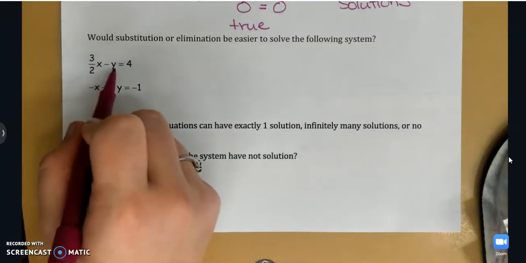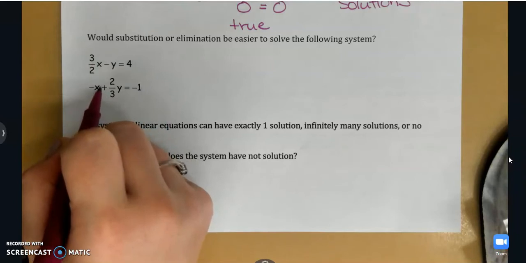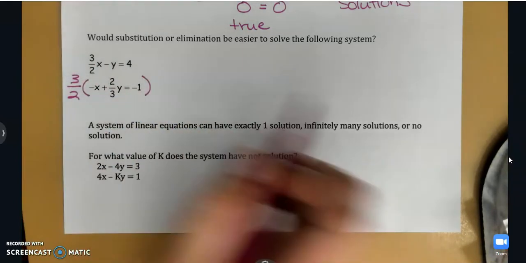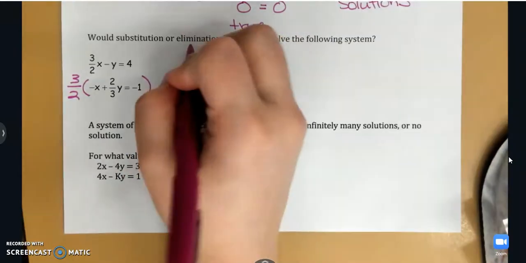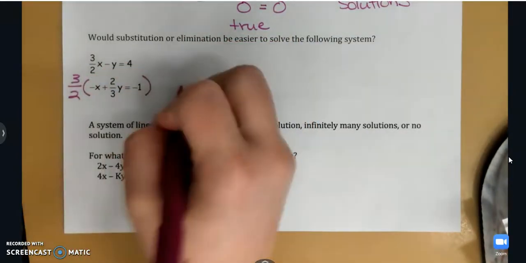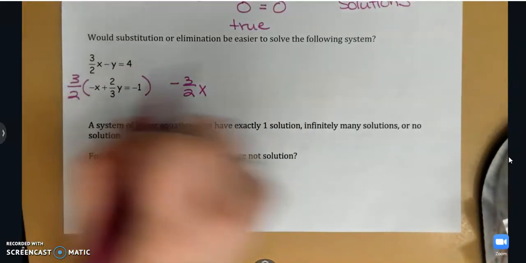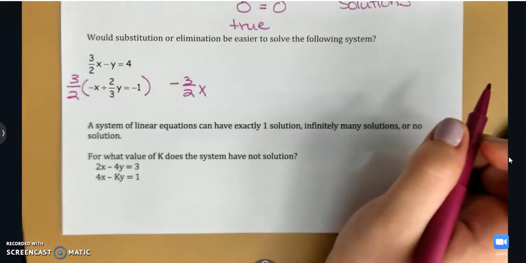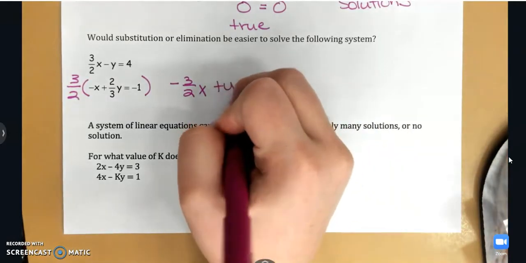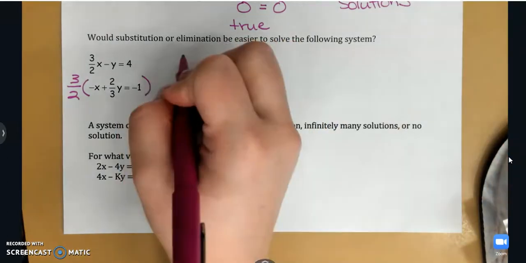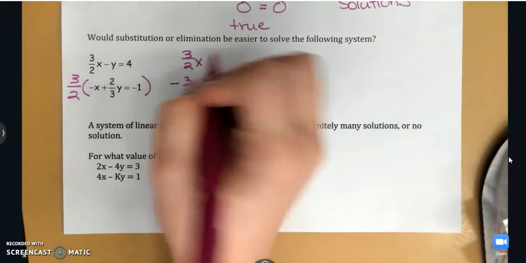So if this is 3 over 2x, in order for this one to cancel, it also needs to be 3 over 2x. So I'm going to multiply my bottom equation. So I get negative 3 over 2x. 3 over 2 times 2 over 3 actually just becomes 1 because those are reciprocals. So plus y equals negative 3 over 2. And my top equation stayed the same.